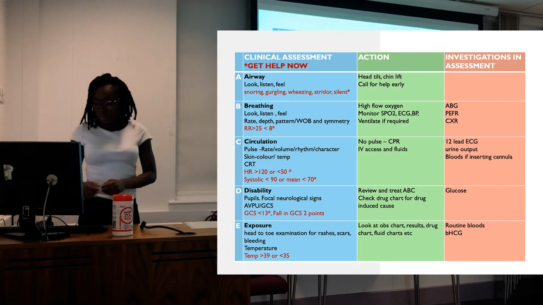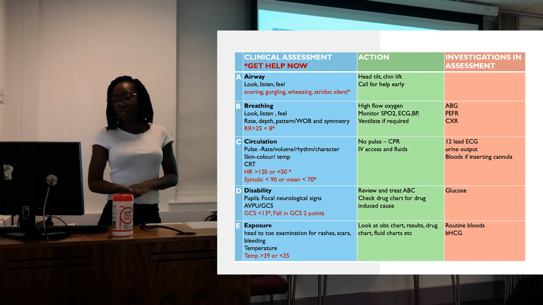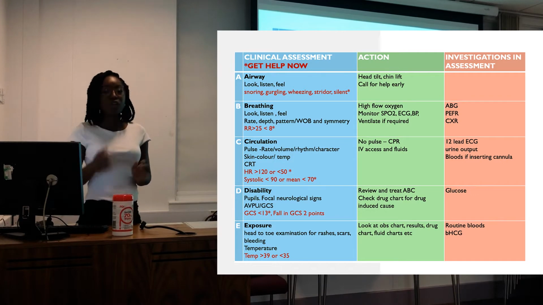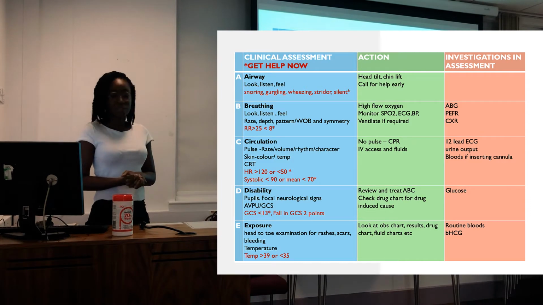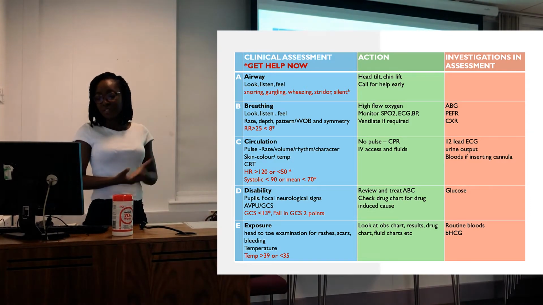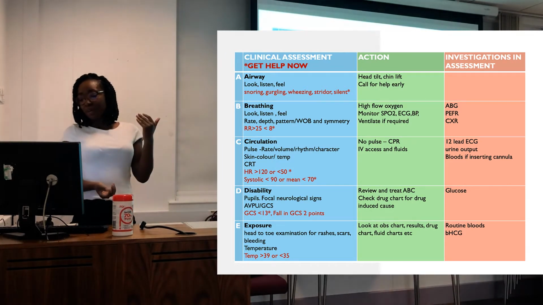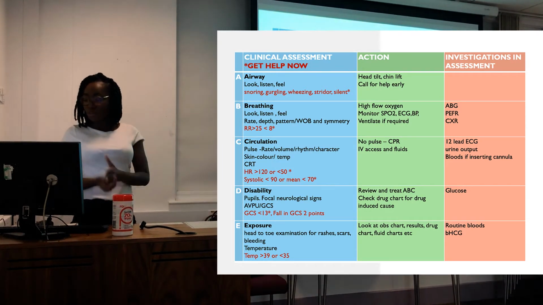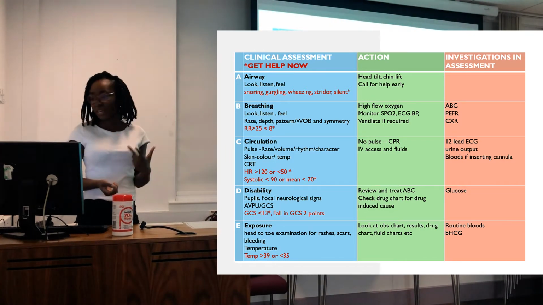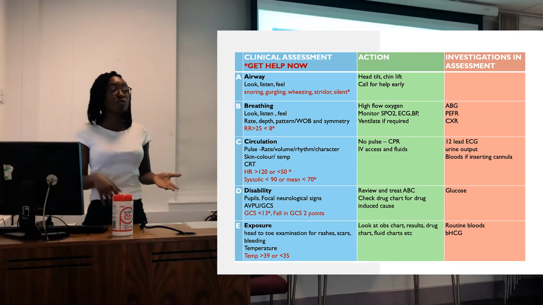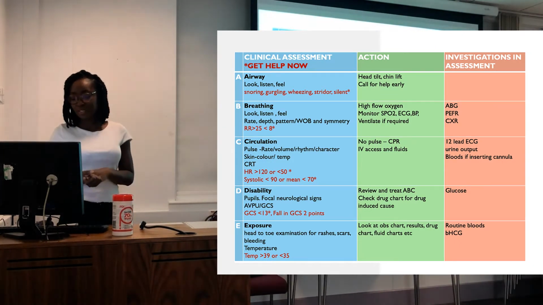Okay, so we got up to E, which is exposure. At that stage, you want to do a head-to-toe examination. You want to look for rashes, scars, bleeding. At that point, you can do your abdominal examination if necessary, measure the temperature. If they're hypothermic, do they need to be warmed? You will look at the OBS chart results, look at the cumulative results, the drug chart, fluid charts, everything at that stage, and routine bloods if you haven't already done bloods. And if they're a young female, maybe you want to do beta HCG.